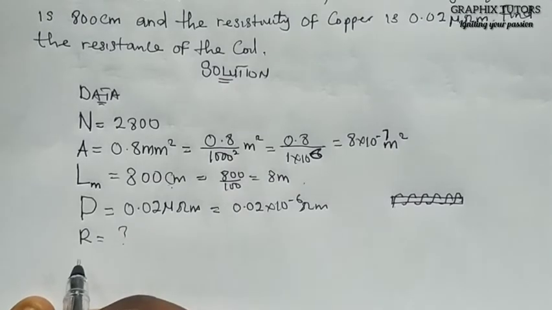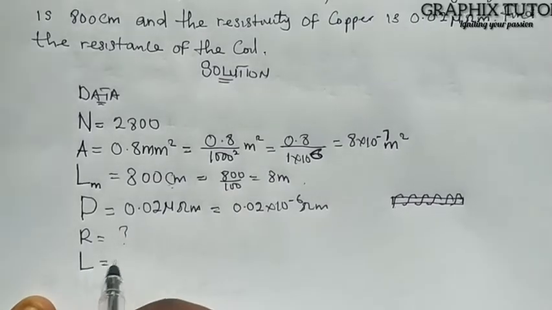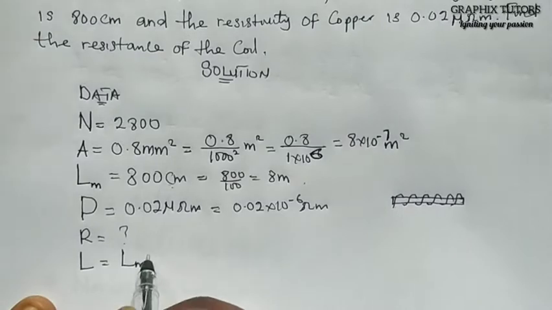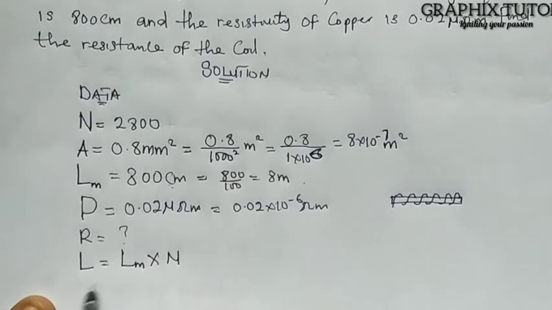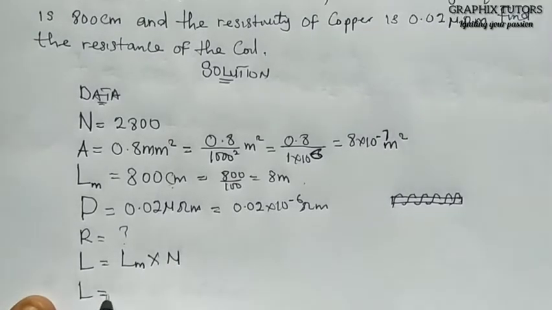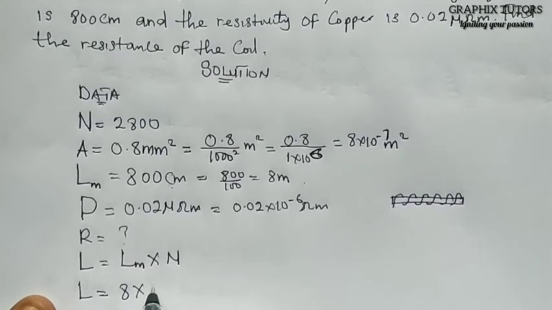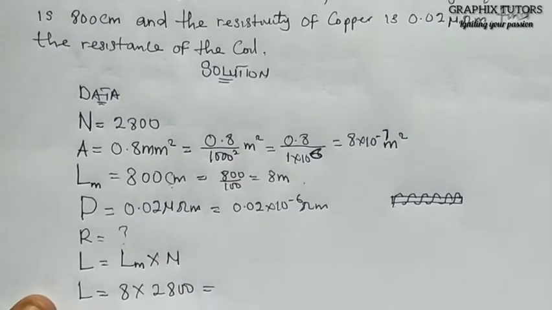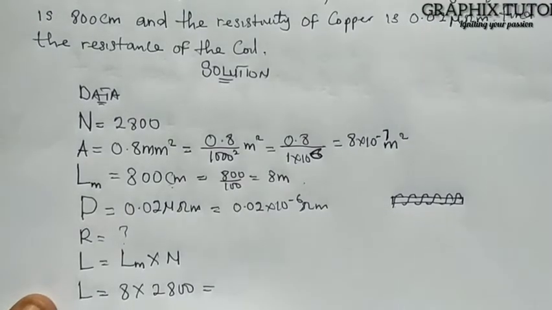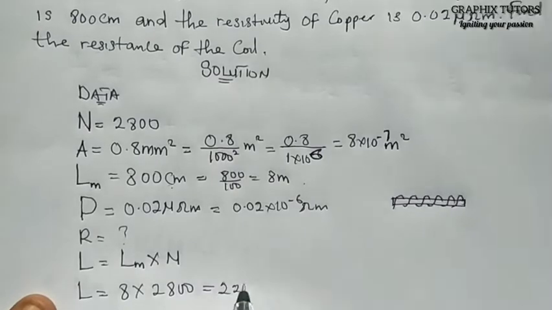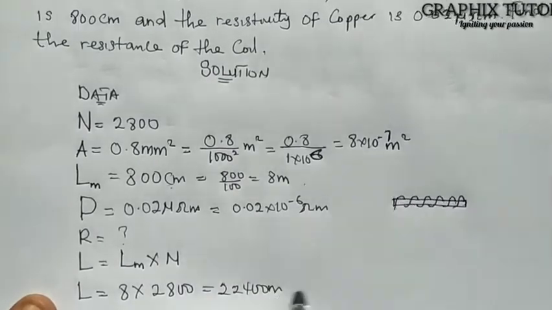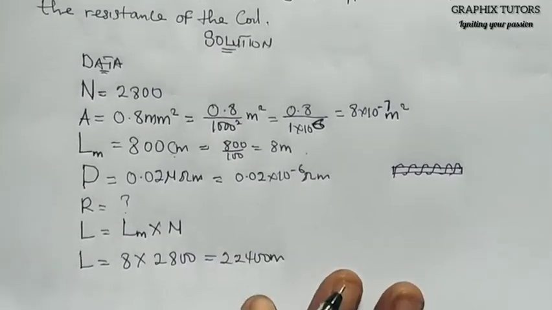So what will now be the length? Our length here will now be equal to our mean length multiplied by our number of turns. So the mean length is 8 multiplied by the number of turns, which is 2,800. And this will give me 22,400 meter. So we apply it.